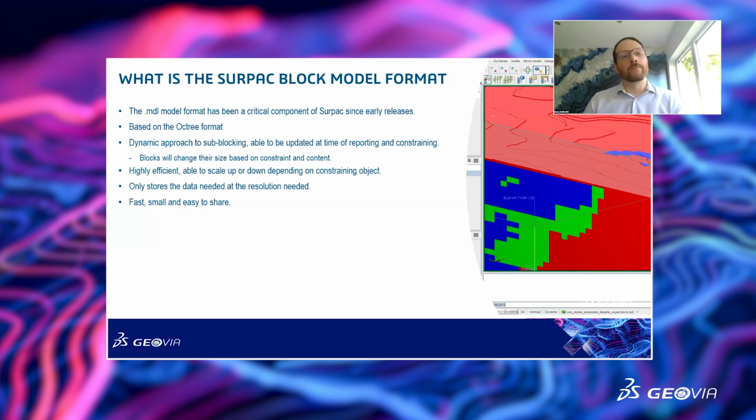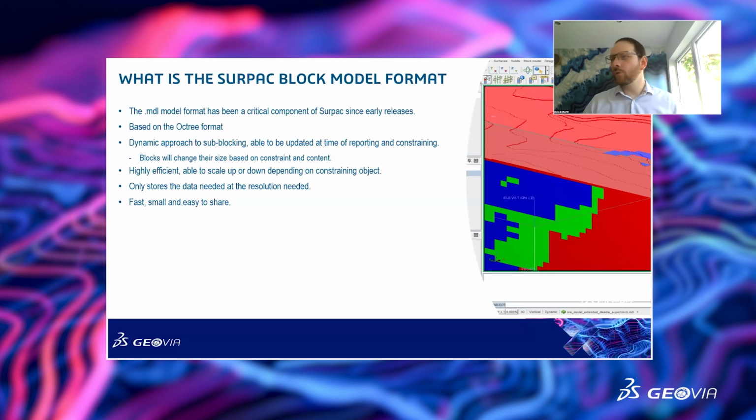It's highly efficient. If you've ever looked at the difference between a Surpac block model and a competitor format block model, or CSV output from a Surpac block model, you'll see it's night and day between the two. Orders of magnitude difference in terms of the sizing. The reason for that is because we utilize a number of speed ups, a number of clever little tricks inside of the model type to make that as efficient as possible. But at its heart, the reason why it's so fast and so small is because we only store the data that we need to at the resolution that we need to store it at. And I'll give you a deeper dive into that.